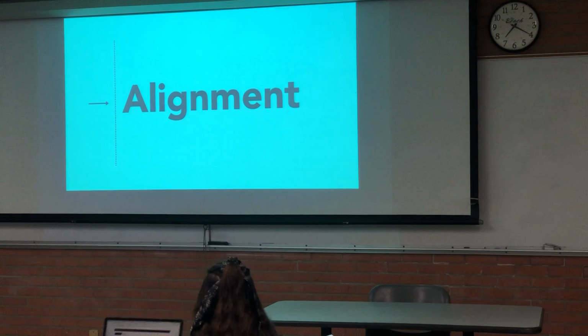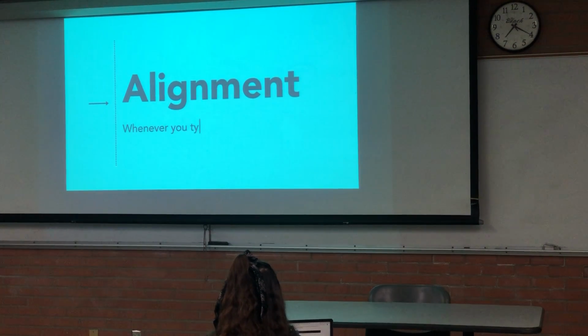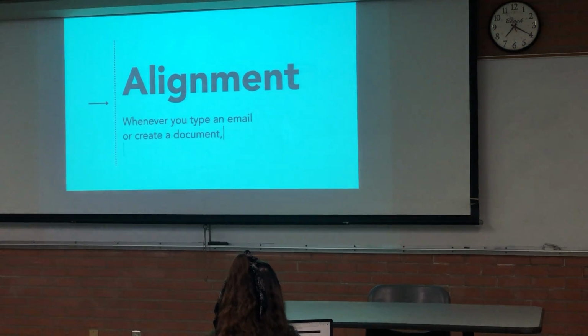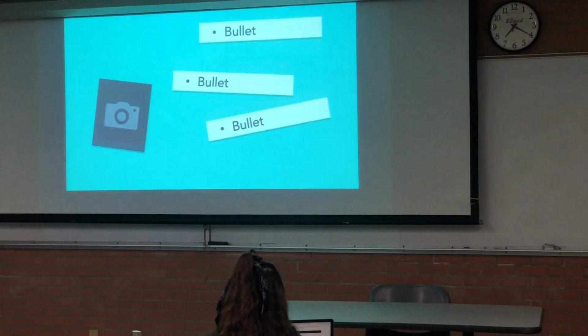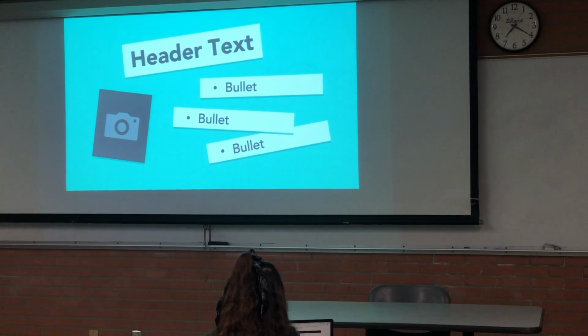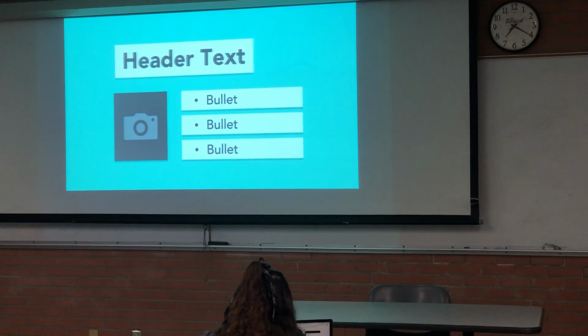Alignment is something you deal with all the time, even if you don't realize it. Whenever you type an email or create a document, the text is aligned automatically. When aligning objects by yourself, for instance, images or separate text boxes, getting it right can be tricky. The most important thing is to be consistent. Let's take a look at what that means.